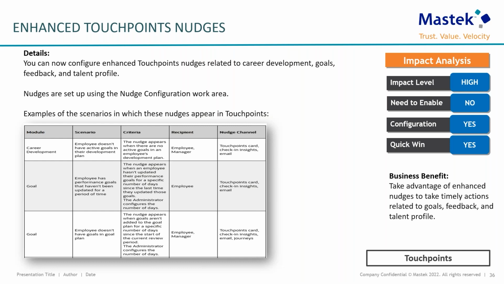can send out notification. An example provided by Oracle is, let's say for goal, if an employee does not have goals in a goal plan and you would like to send out a notification to the employee and a manager, then you can use this nudge configuration feature to configure these kinds of notifications. These are very simple to configure. You can refer to the Touchpoints user guide or implementation guide if you would like to have more details around it.